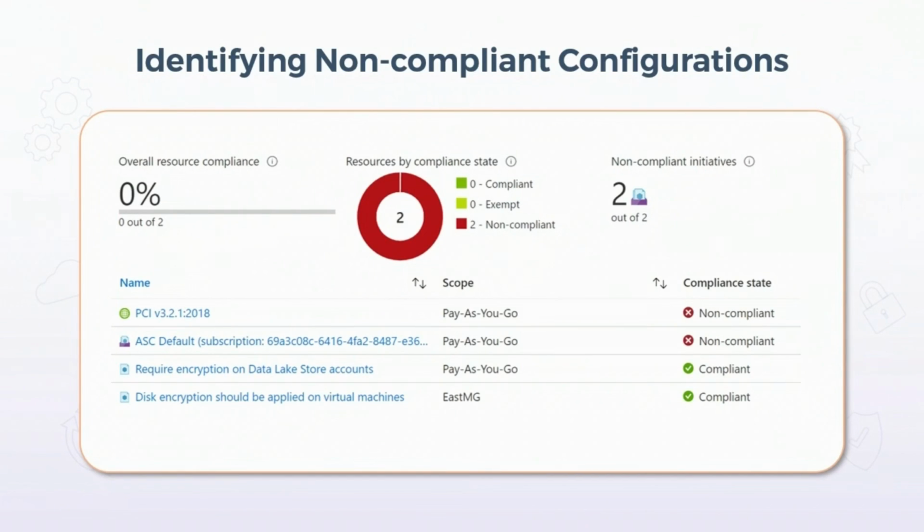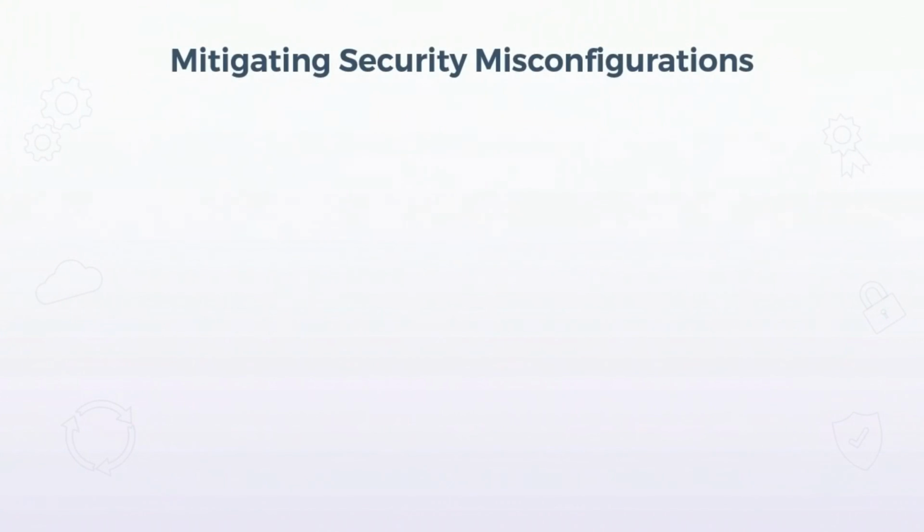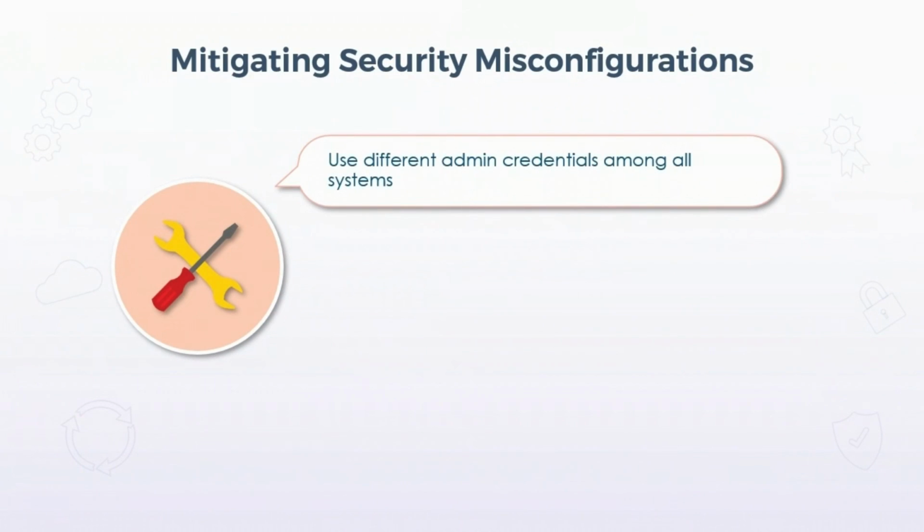So specific things you might consider in mitigating security misconfiguration might be to make sure that you're using a different admin credential set for all of your systems. So for network infrastructure devices, for virtual machines, for cloud accounts, you don't want to use the same admin credentials, because naturally if those credentials are compromised, it's kind of like having the keys to the kingdom.